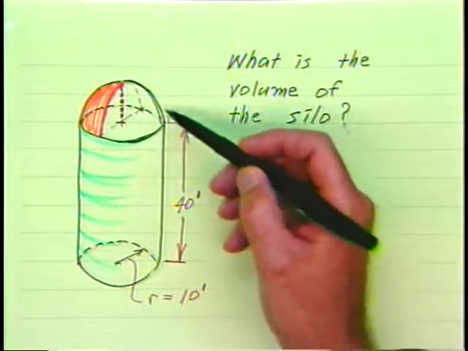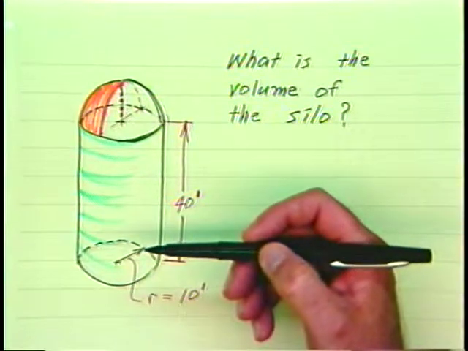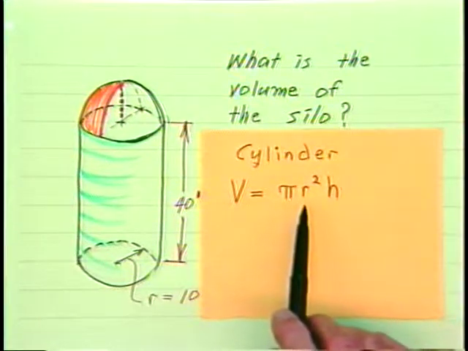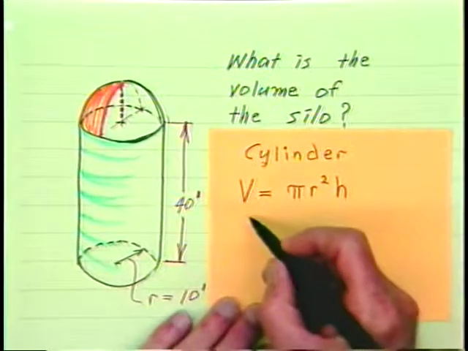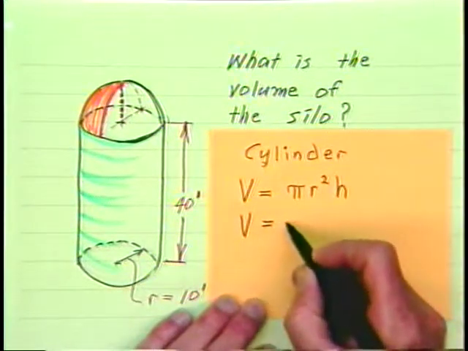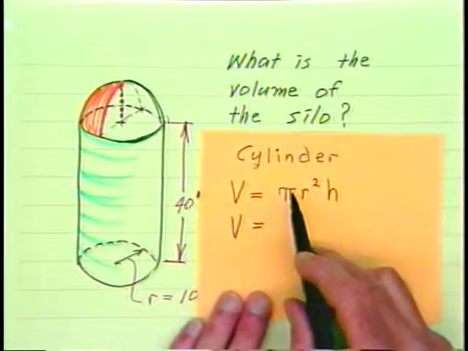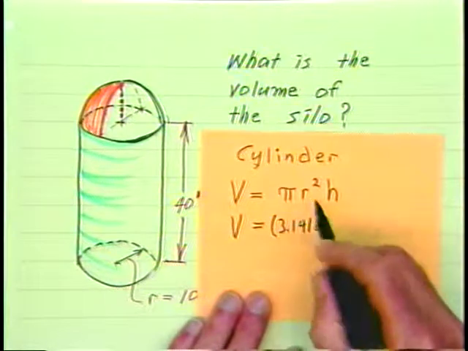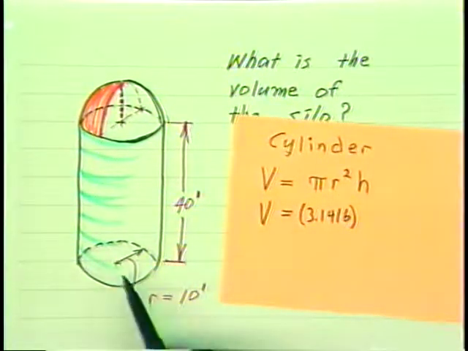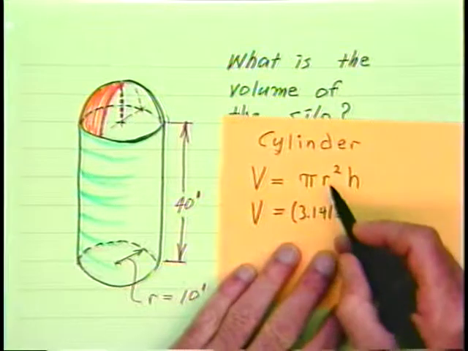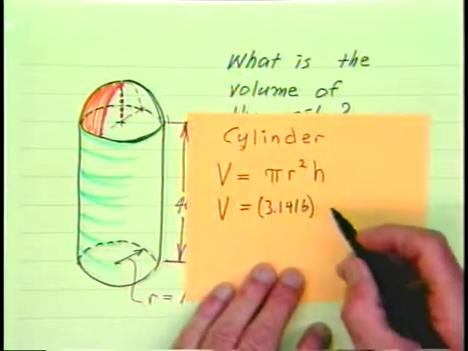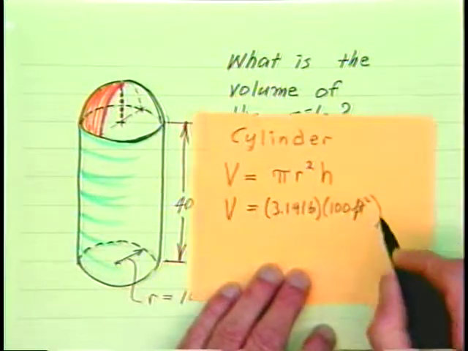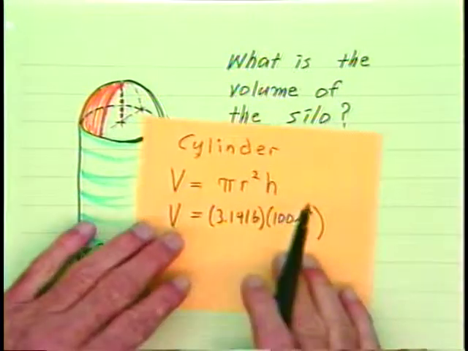So recognizing that this lower portion, the blue portion, is a cylinder, we know that our task is to find a formula for that if we don't have it memorized already. So having found the formula, we simply replace the variables by their indicated amount. So pi, 3.1416, radius, well, they gave us the radius was 10 feet, so we might as well square that right while we're here. So 10 times 10 is 100 square feet. Then the height was indicated to us as 40 feet.